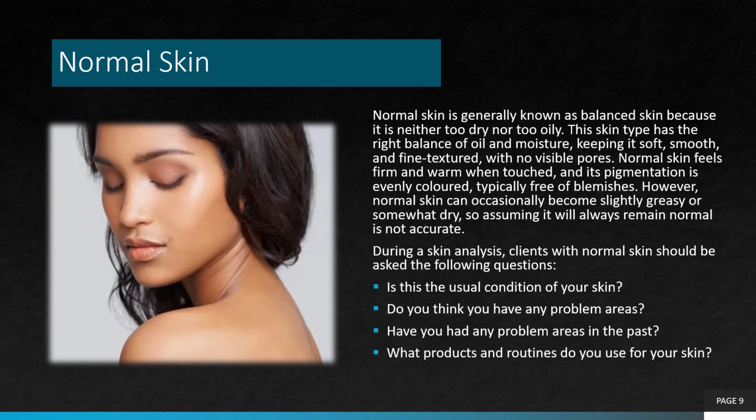Normal skin is generally known as balanced skin because it's neither too dry or too oily. This skin type has the right balance of oil and moisture, keeping it soft, smooth, and fine textured with no visible pores. Normal skin feels firm and warm when touched, and its pigmentation is evenly coloured, typically free from blemishes. However, normal skin can occasionally become slightly greasy or somewhat dry, so assuming it will always remain normal is not accurate. During a skin analysis, clients with normal skin should be asked the following questions.